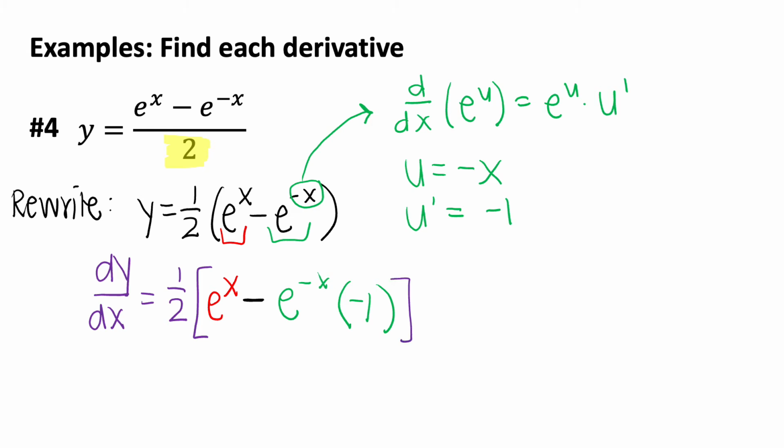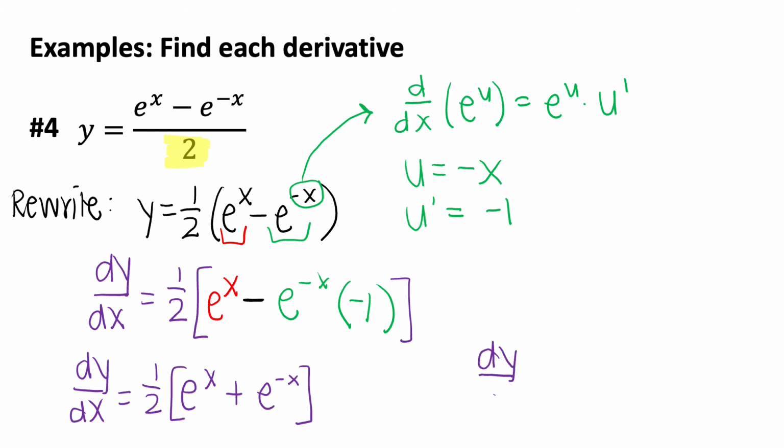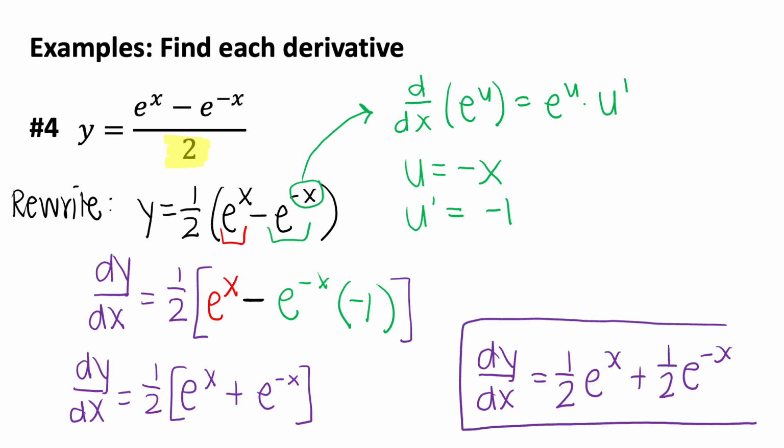Now I can go ahead and simplify, so this derivative dy dx is equal to 1/2 e to the x minus a negative becomes plus e to the negative x. And in my final step, I'm just going to distribute my 1/2 so I can write my derivative dy dx is equal to 1/2 e to the x plus 1/2 e to the negative x. And again, negative exponents are going to be okay during this unit.